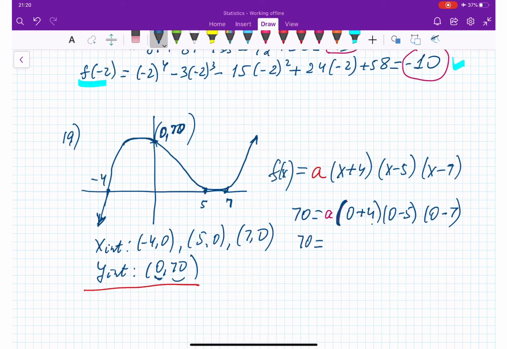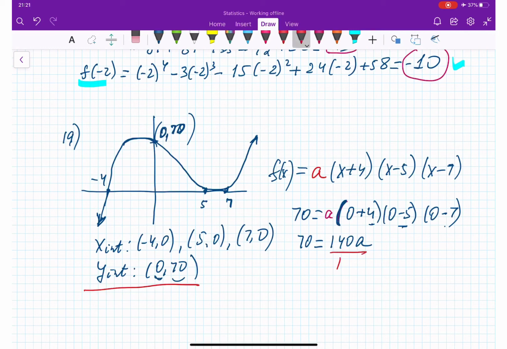What do we have? 4 times negative 5, it's going to be negative 20. Negative 20 times negative 7 is going to be 140. 140a. Yes? So we need a.